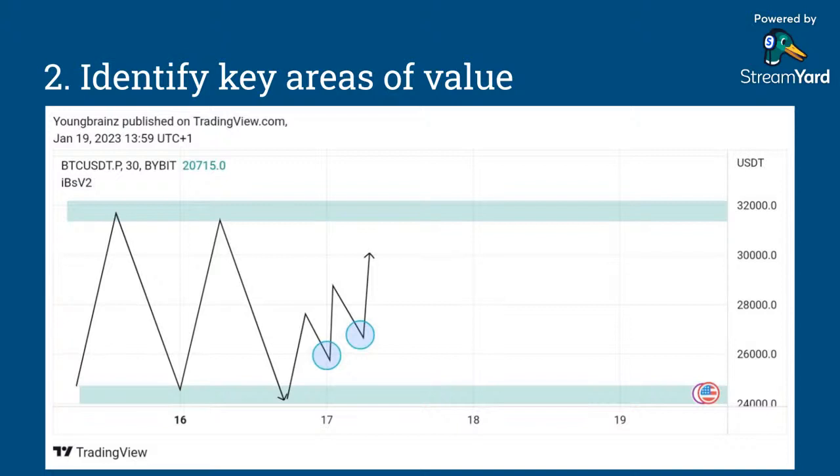As we progress, you're going to learn it as what we call the demand or the supply zone. But for now, have it at the back of your mind that they are called areas of value. Anywhere that the market reverses, we call them areas of value.